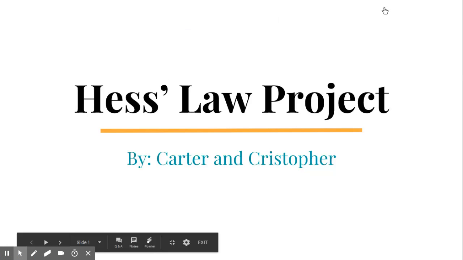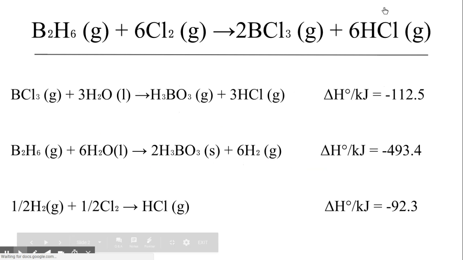Alright, so this is the Hess Law Project by Carter and Christopher. Our initial equation is B2H6 plus 6Cl2 yields 2BCl3 plus 6HCl.